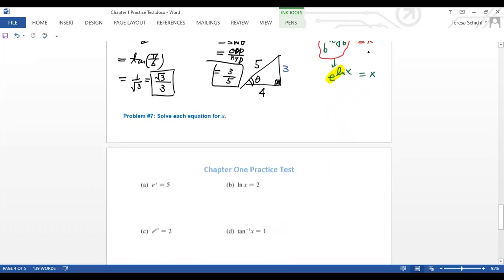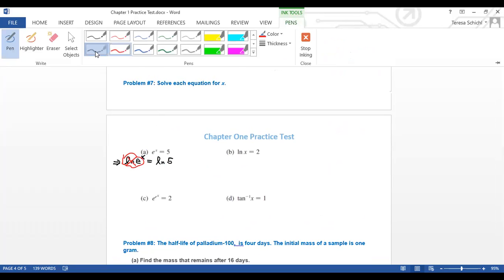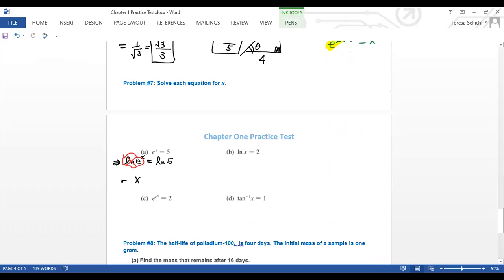All right, now let's take a look. How do I solve for x here? We want to use the log property again. Here is e to the x, so I take the natural log of both sides. When I take the natural log of both sides, the natural log and the e cancel. So I only have x equal to the natural log of 5. That's pretty easy, right?